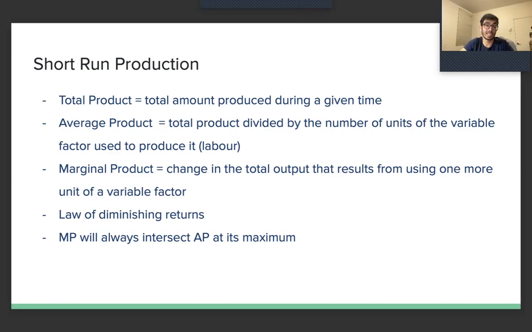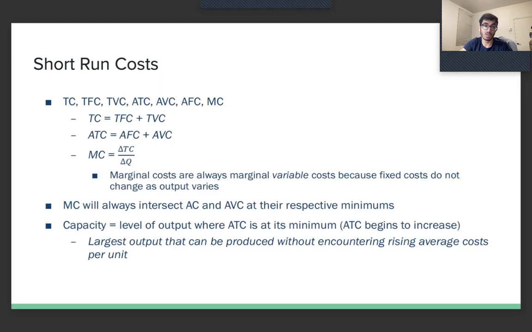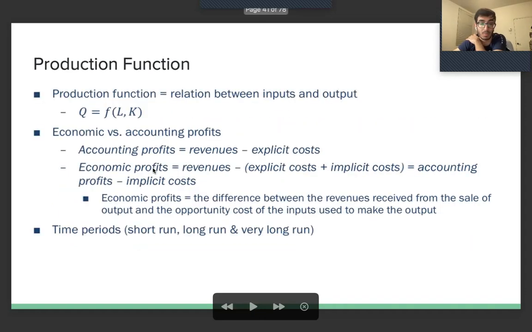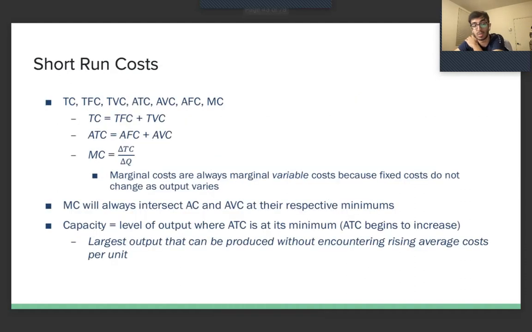And marginal product always intersects average product at its maximum, and we'll see that in the graph. So yeah, these are just the formulas. Total cost is total fixed plus total variable cost, same for the average. And as we saw, marginal cost is what an additional unit of quantity brings to the total cost. So similar to marginal product, here we have marginal cost, which is what's the additional cost of producing one more unit of the good.